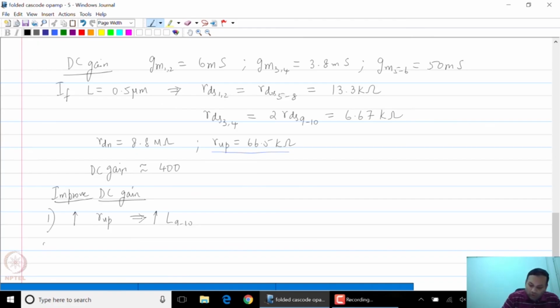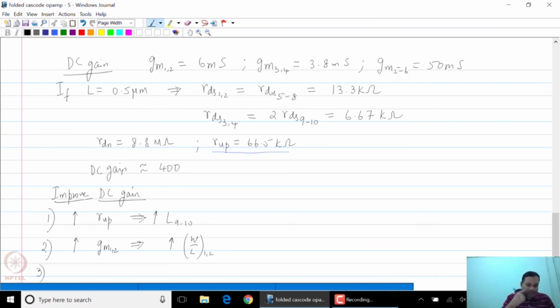The second thing you can do is increase GM1 and GM2, because as you can see, for a gain of 2000, GM12 of 6 millisiemens is actually quite low. So you want to increase GM1 and 2, which means increase W over L of 1 and 2, because you do not want to increase the power dissipation. Note that again, this would increase the parasitic capacitance at various nodes in the circuit.